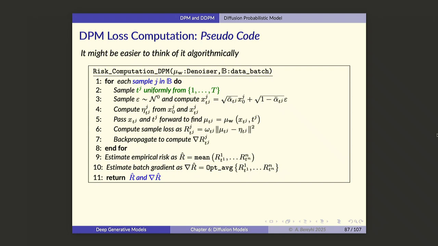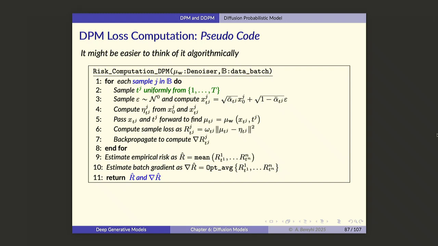You have your particular eta at time tj, and then you compute your loss. Now if you want to compute the gradient, you just backpropagate, and you have one sample gradient. Once you have done it for all the samples inside the batch, the empirical risk is going to be the average of all of those losses. The batch gradient is going to be the average.